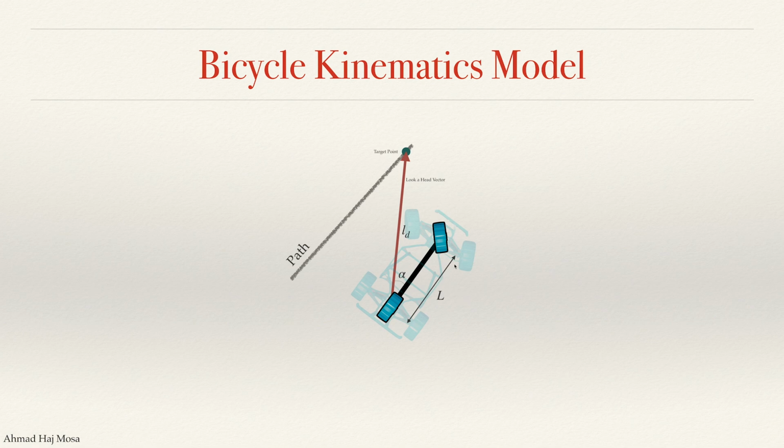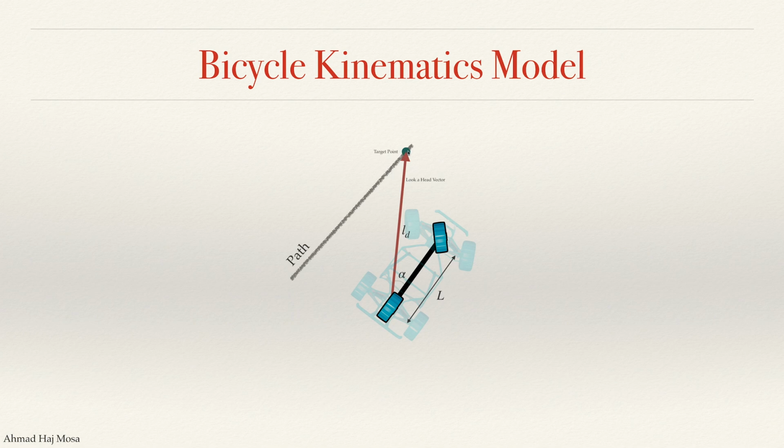First, we need to know the distance between the two wheels, which is represented by L. And we need to find what is called the look ahead vector. The look ahead vector is centered at the rear wheel, so this is the start of the look ahead vector, and it ends at the target point, which is located on the target path that we want the vehicle to converge to. Now, how do we find this target point?